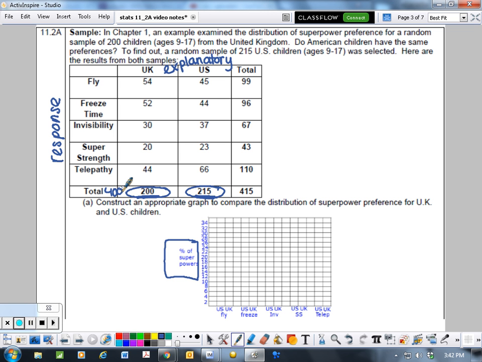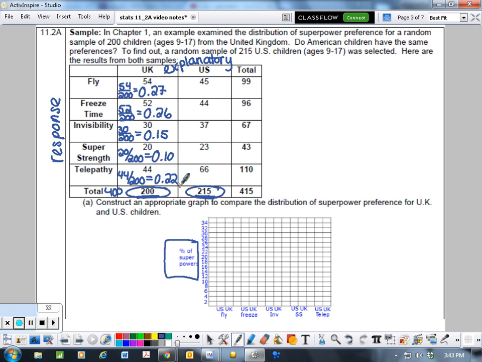So here I'm going to do 54 out of 200 kids chose to fly. And that gives me a proportion of 0.27. And then here for freeze time, 52 out of 200 chose a freeze time superpower, and that's 0.26. And then for invisibility, 30 out of 200, which is 0.15. And then 20 out of 200, which is 0.10, and 44 out of 200, that is 0.22.